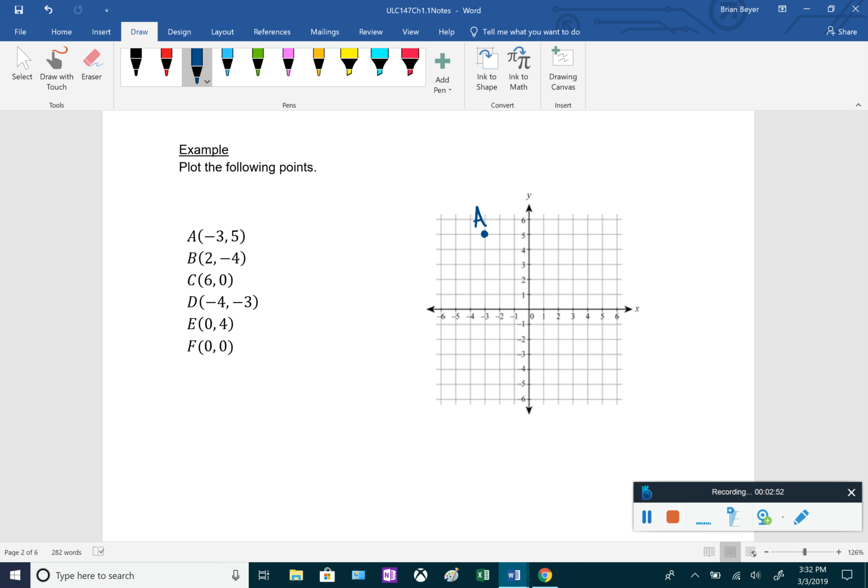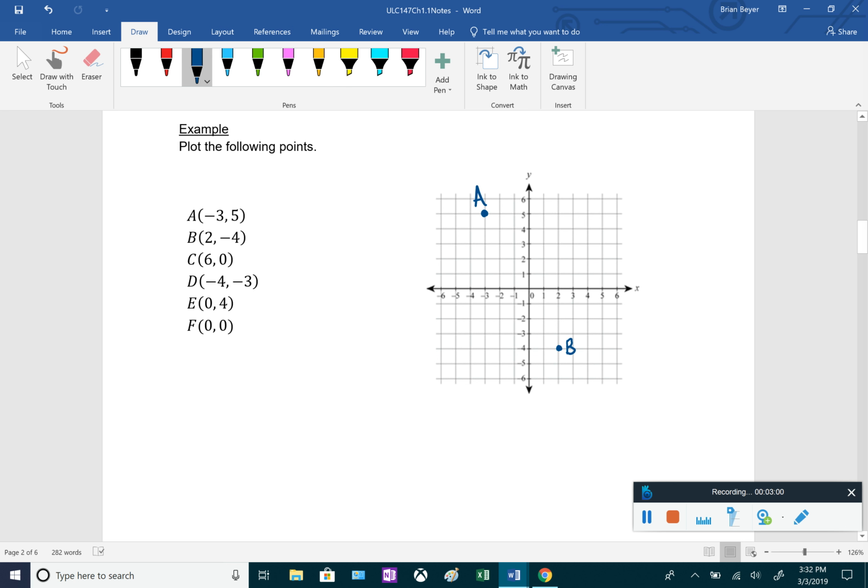So x is 2, y is negative 4. So right 2, down 4. That's B. Point C is going to be 6, comma 0. So it has an x coordinate of 6 and a y coordinate of 0, so it's going to be on the x-axis. For D, negative 4, negative 3, to the left 4, down 3. It's going to put us right here.